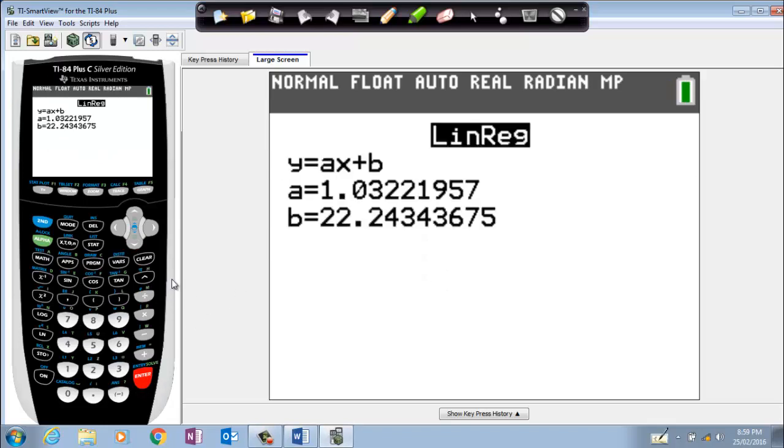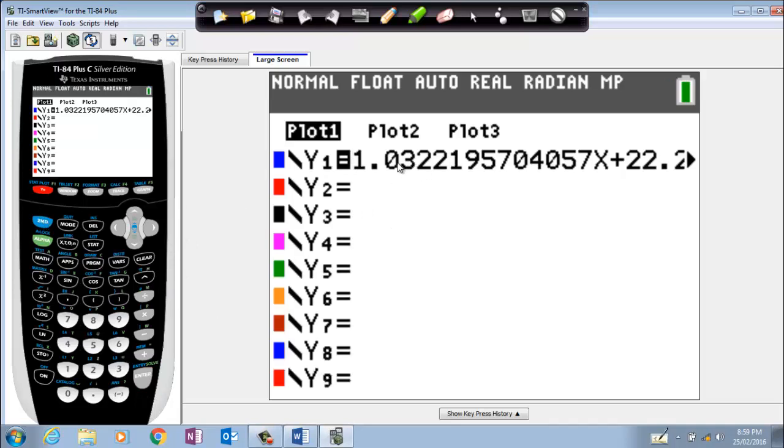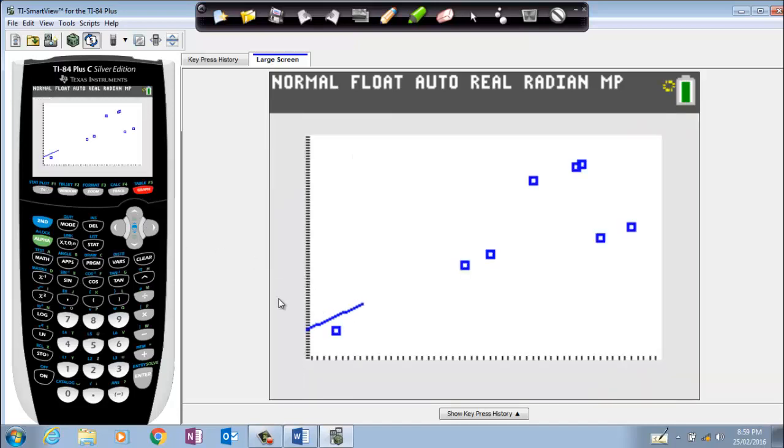It works out our equation for us. If we press the y equals, it's put the equation into the y1, and then when we press graph, there's our line of best fit through the points. Now the extra bit we can get from the calculator is the R² value, which is the strength of this correlation. If all those points lined in a straight line, we'd have 100% correlation. Because these points are off, then the correlation won't be as strong as 100%.